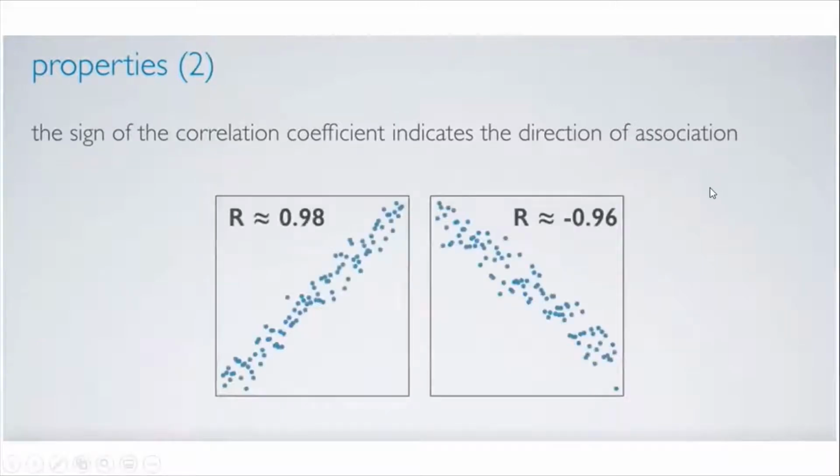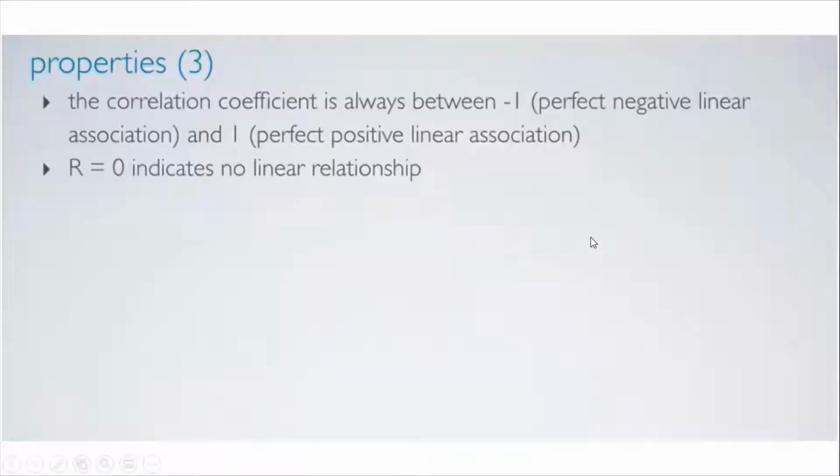Okay, duration. If you look at this, the first plot shows a very strong positive association, and the second plot indicates a very strong but negative, downward association. So the second property indicates the direction of association. What about the next one? I think we already discussed this, but let's review them.